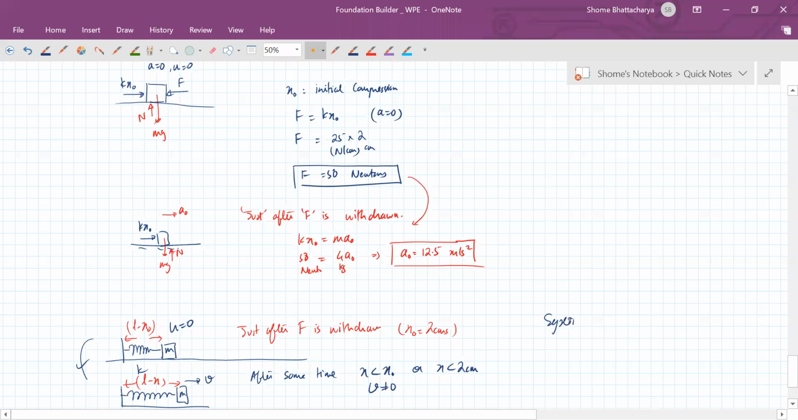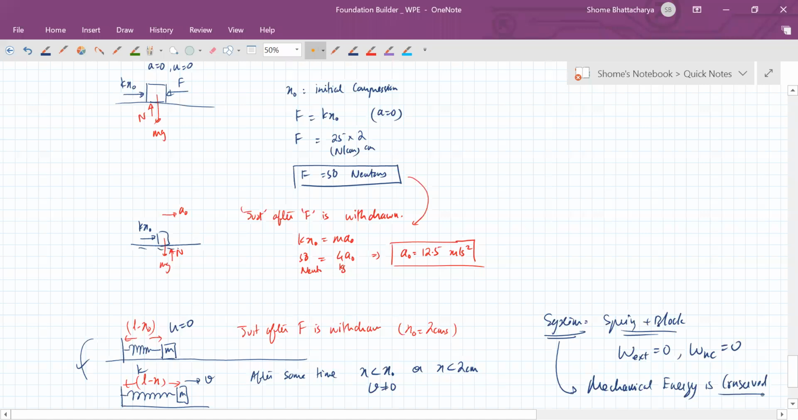You take your system as the spring plus the block. So you'll see that work done by external forces is 0. Work done by non-conservative force is 0 because there's no non-conservative force. So for this system, mechanical energy will be conserved. So we can apply conservation of mechanical energy when we are looking at the work energy relation. Just like we did in the first question, the same way here also, mechanical energy will be conserved. So change in kinetic energy plus change in potential energy should be equal to 0.